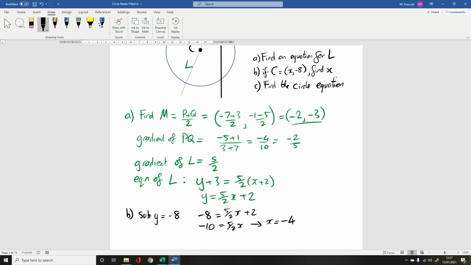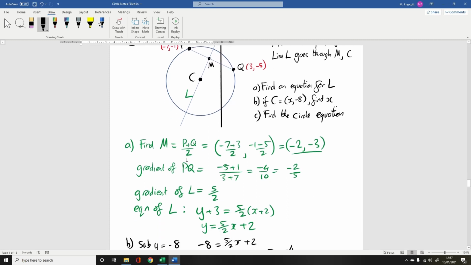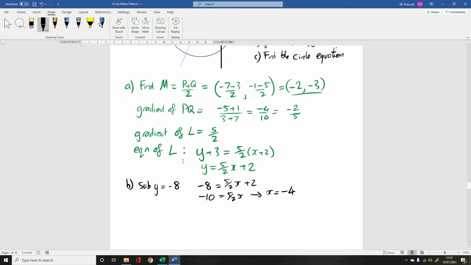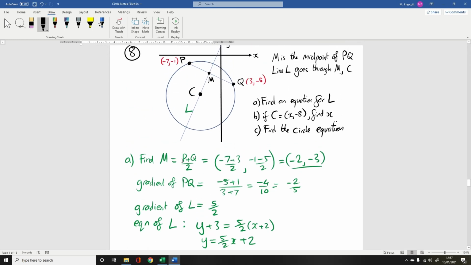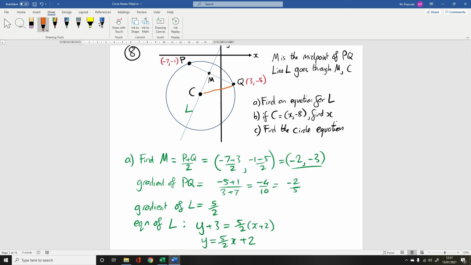And then our part C is we want to find the circle equation. Okay. So how can we do that? We need to know the centre of the circle. And we found that because we did that in part B. So C, we can say that the centre is minus 4, minus 8. And we also need to find the radius of the circle. So the radius, if we were to draw it onto this diagram, will be the distance, for example, from C to Q. That would be our radius there.